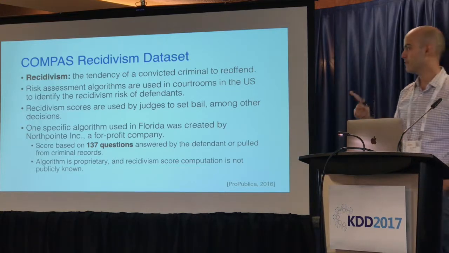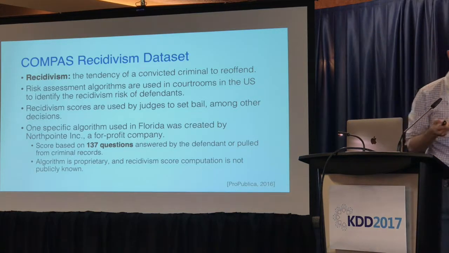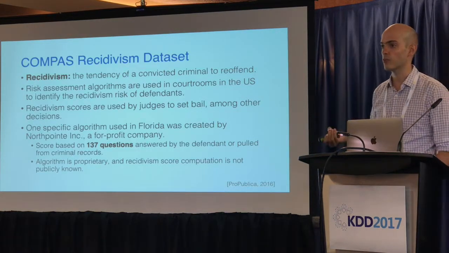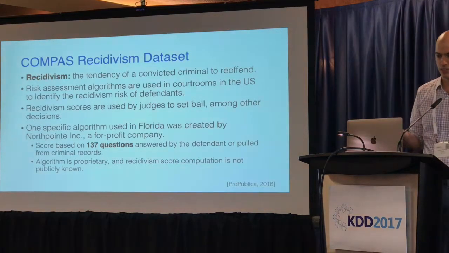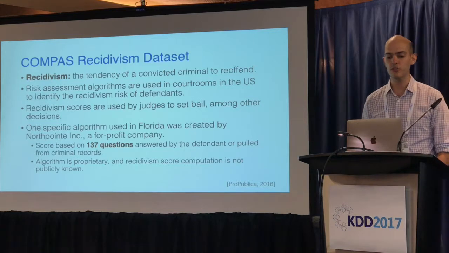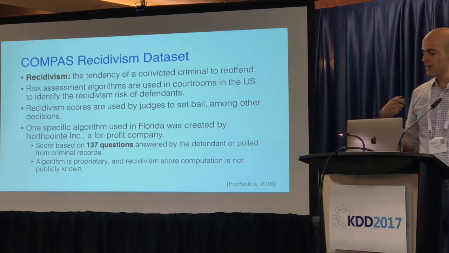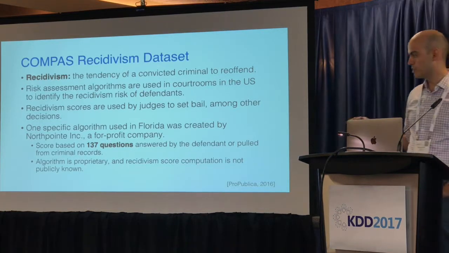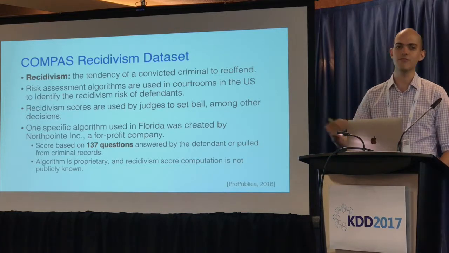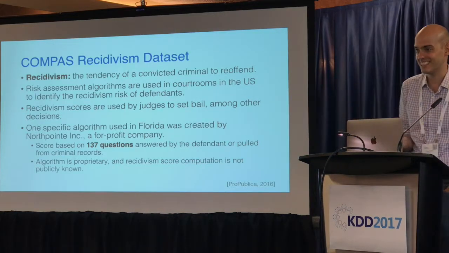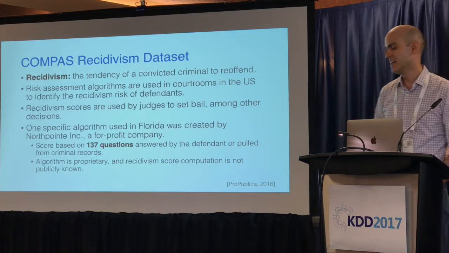And there's one specific algorithm called the COMPAS algorithm. This algorithm was developed by a company called Northpointe Inc. It's a proprietary algorithm. We really don't know what's in that algorithm or how that algorithm works. But it gives you a score based on 137 questions that are answered by the defendant or pulled from their criminal record. And the fact that this algorithm is proprietary is a little bit concerning, right? Because this is something that's used for decisions of individual level consequence. This is a pretty big decision, like if you're going to recidivize or not, what is the bail that you're going to have to pay.